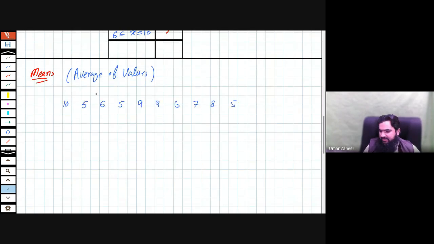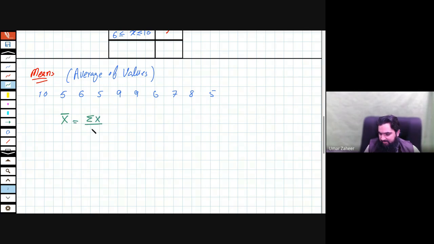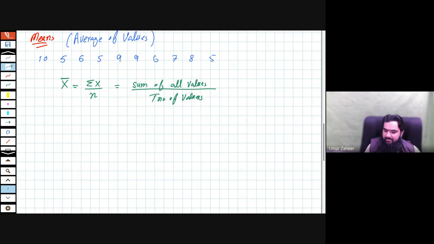For example, look at here, this is the data we have. I need to find the mean here. So how can we find it? The formula for the mean is, we show the mean by making a dash on x, x dash is equal to summation of x divided by n. N means total number of values, summation of x means sum of all values.